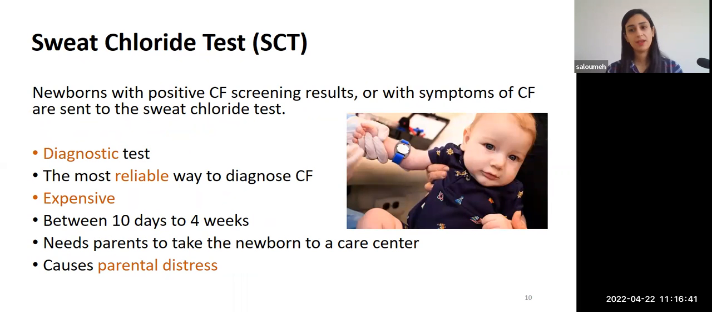Okay, the last is the sweat chloride test, which is a diagnostic test. It's the most reliable way to diagnose CF, but it's expensive and it has some other difficulties. For example, it needs to be performed between 10 days to 4 weeks after birth, so the period is very short, and sometimes it needs parents to take the newborn to a care center. So that's another difficulty. In many cases, it needs to be repeated because they need to collect a specific amount of sweat, and it's not easy to collect it on newborns. So in many cases, it needs to be repeated over and over, and it usually causes parental distress. So it's a reliable test, but it has its own difficulties.